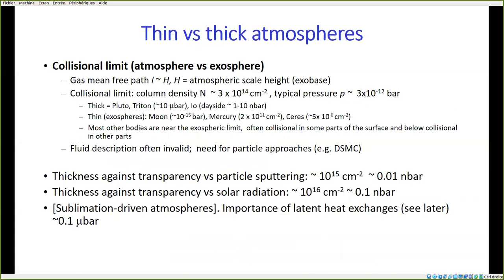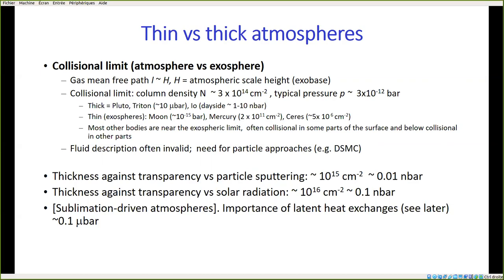But first of all, what really defines a thin atmosphere? Where is the limit between a thin and a thick atmosphere? Here there are several possible criteria. The first and most important distinction to make is whether atmospheres are collisional or not collisional. So in an atmosphere, the collisional limit is reached when the gas mean free path against collisions becomes comparable to the atmospheric scale height. This is the classical definition of an exobase.